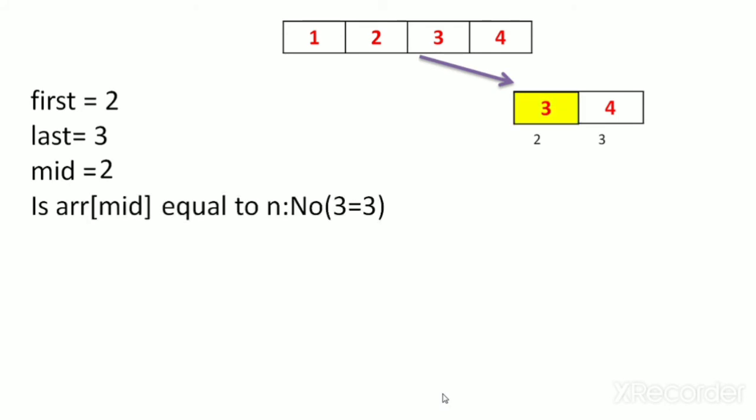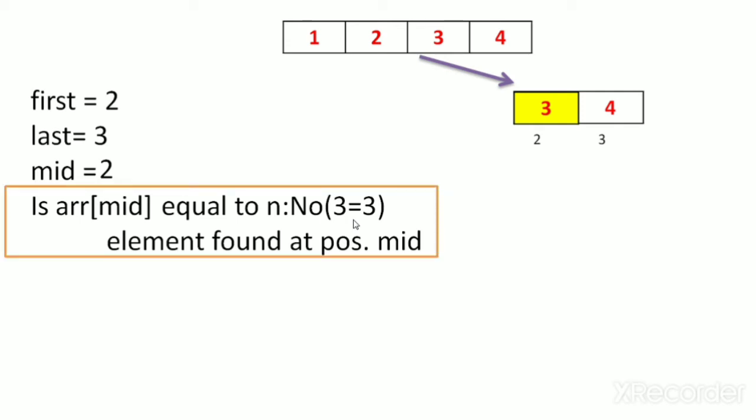So if ARR mid equal to n, no, actually there is an error. It is yes, it has to be yes. So element found at position mid, and the algorithm ends. Now let's check another condition. Yeah, we are highlighting it. There is an error here.